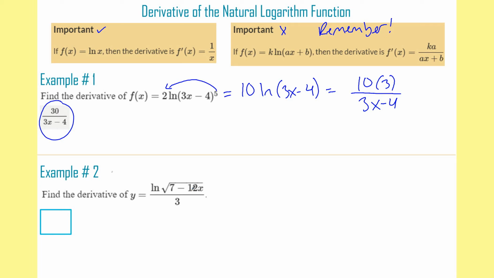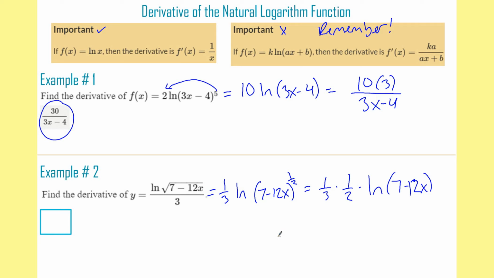Example number 2, same thing. Make it so it's natural log. Rewrite this: 1/3 natural log of 7 minus 12x to the 1/2. Rewrite it again: 1/3 times 1/2. The exponent goes out front, times the natural log of 7 minus 12x.